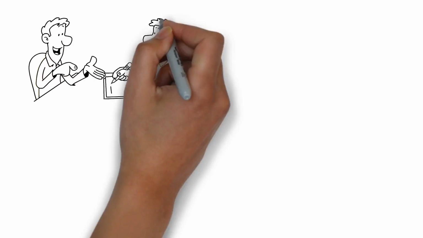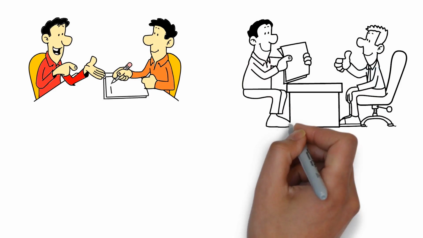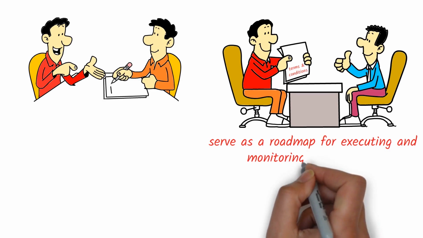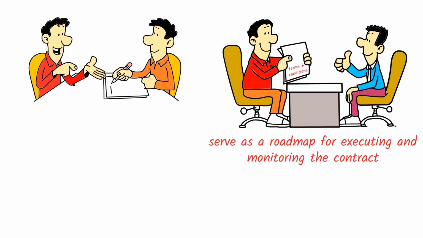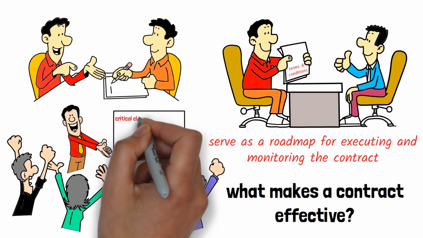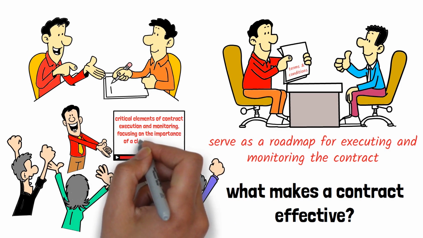Contracts are essential in any business transaction. They outline the terms and conditions that both parties have agreed upon and serve as a roadmap for executing and monitoring the contract. But, what makes a contract effective? This video will discuss the critical elements of contract execution and monitoring, focusing on the importance of a clear and concise contract.